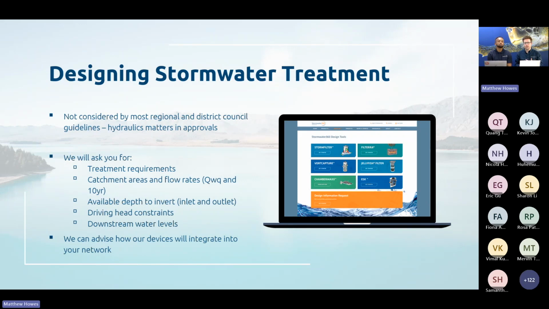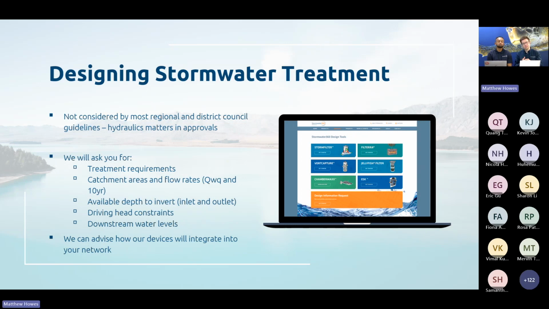Catchment areas and the flow rates help us size the device, but also provide some insight into those peak flows and the head losses through that device, both at the water quality flow rates and the 10-year flow rates. We'll ask you for the available depth to invert, and the depth to invert is quite important. That's the depth from the surface to the outlet invert level.